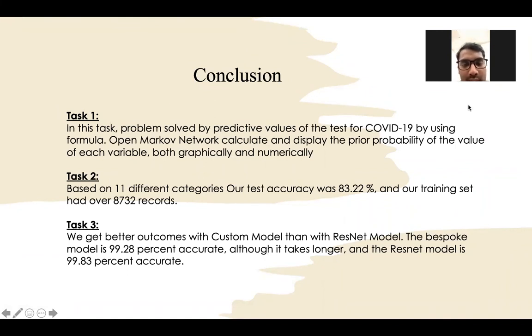We are coming to the last part, the conclusion, but not the least. In task one, we solved the problem for the COVID test by using the formula, both graphically and numerically. Coming to task 2, based on 11 categories, our test accuracy was 83.22 and our training test was 8732 records. In task 3, the outcome is based on the custom model versus the ResNet model. The custom model is 99.28% accurate, although it takes longer, and the ResNet model is 99.83% accurate. Thank you. That's all for the day.